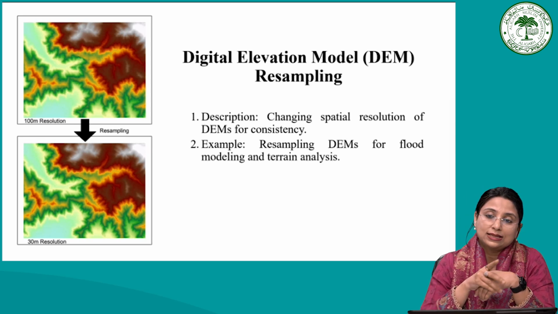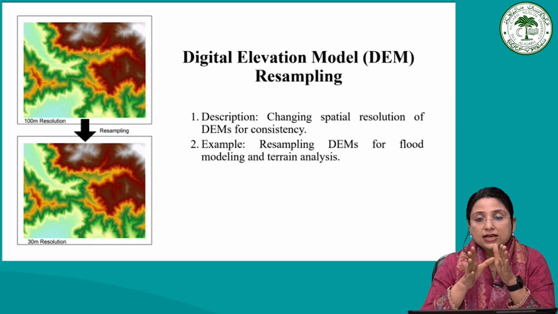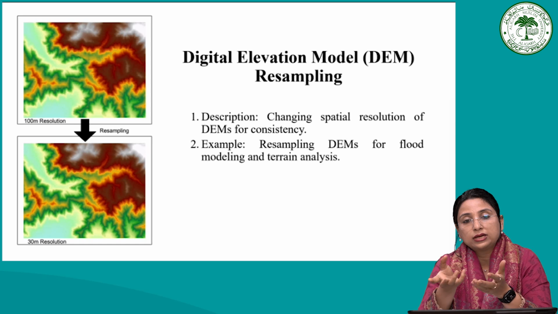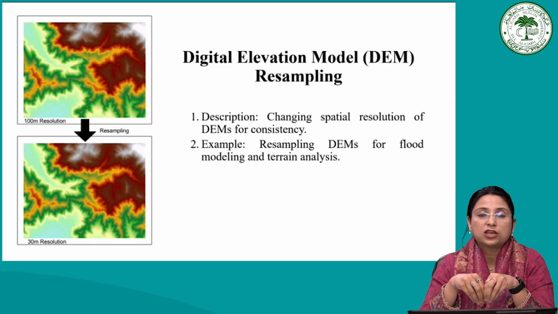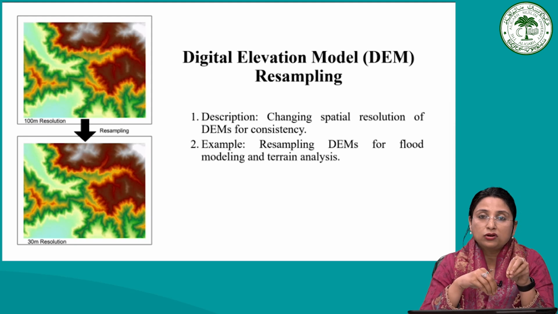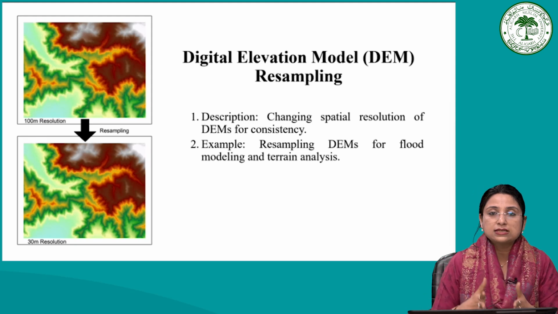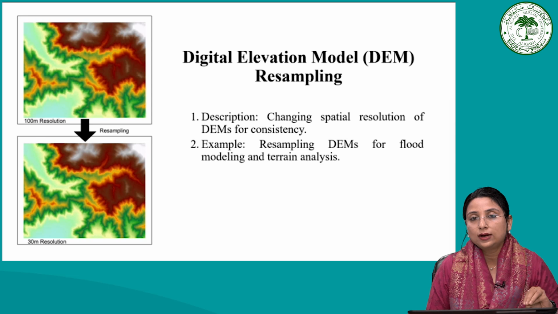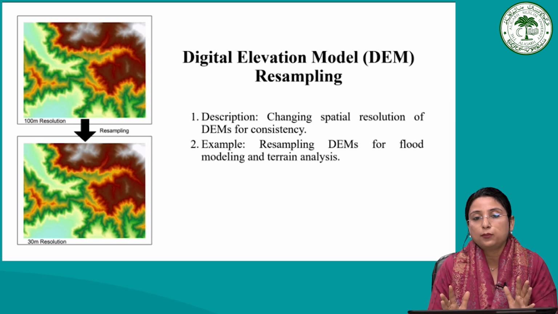So resampling is the process of changing the spatial resolution of a DEM by interpolating the elevation values in order to create new grids with different cell size. Interpolation means that if we have known values at certain points, then with the help of these known values, the values of unsampled and unknown points are calculated.